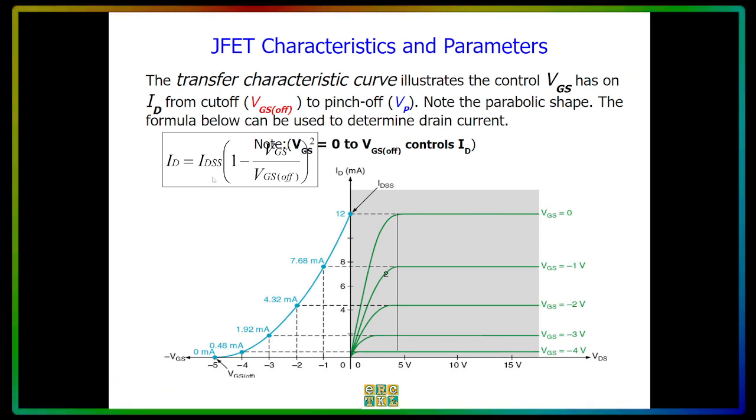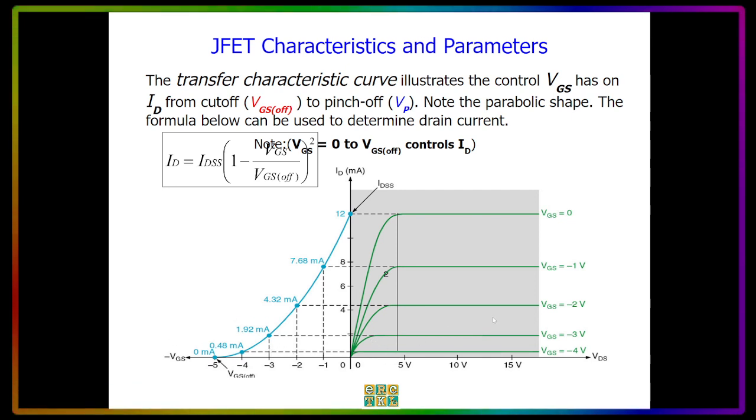So IDSS multiplied by (1 minus VGS over VGS off) to the power of 2. Take note that VGS goes from 0 to VGS off to control the ID. So this is from 0 here, increasing it up to a certain value to control the current, and then you will reach the IDSS. So all of these curves have their own IDSS. Here it's 12, here it's 7.68, here it's 4.32, and so on.